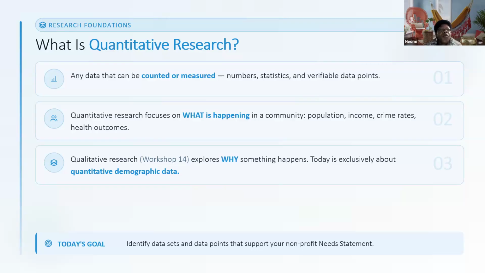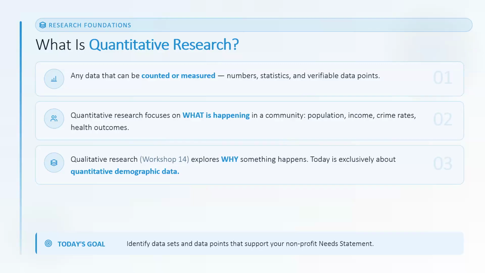Quantitative research is any data that can be counted or measured: numbers, statistics, and variable data points. Quantitative research focuses on what is happening in the community: the population, the income, crime, and the crime rate. Qualitative research explores why something happens. Today is exclusively about quantitative data.